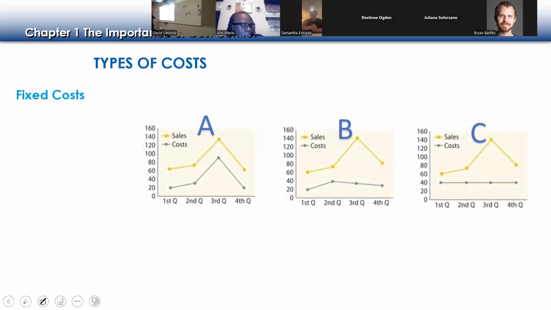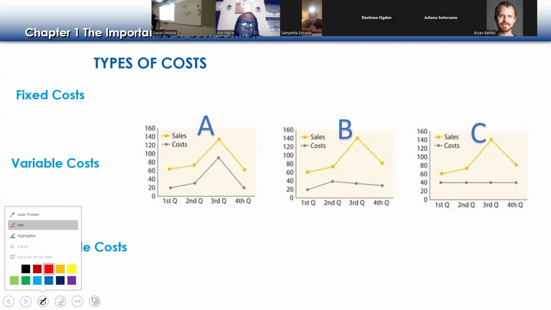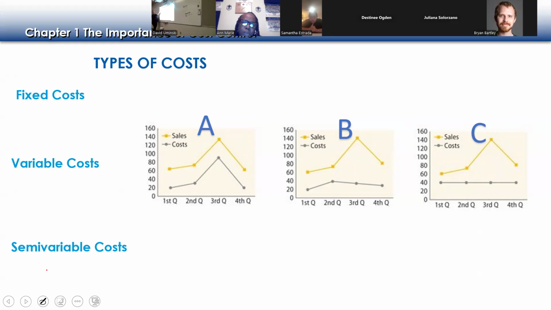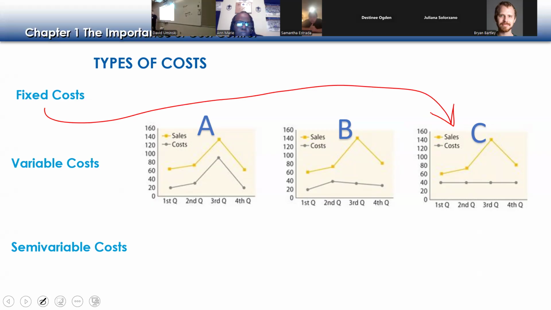All right. So we have 3 different types of costs. We have fixed, variable, and semi-variable. Who wants to take a stab at which graph, A, B, or C, represents the fixed costs? C. Okay, so who agrees with C? Why does C represent the fixed costs? It's going straight. Because the costs don't change. The costs don't change, exactly, right?